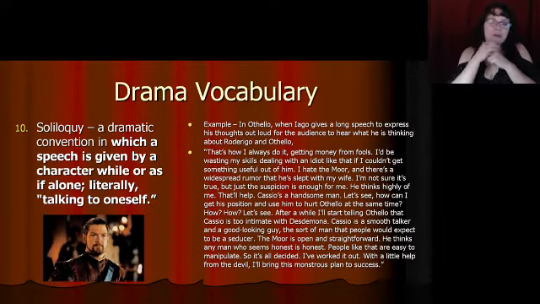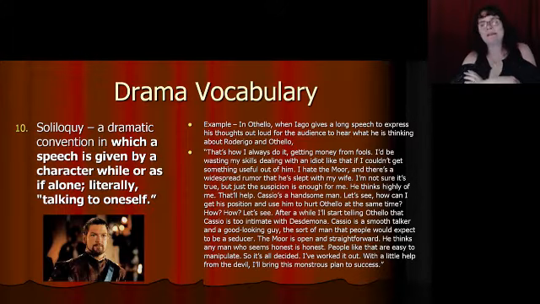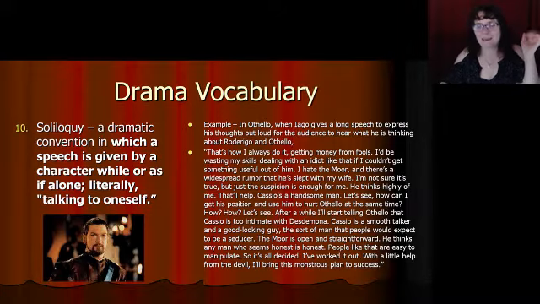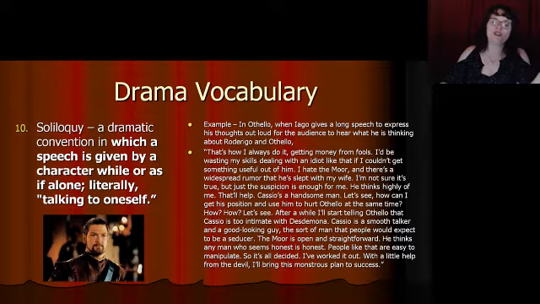That's how I always do it, getting money from fools. I'd be wasting my skills dealing with an idiot like that if I couldn't get something useful out of him. I hate the Moor, and there's a widespread rumor that he slept with my wife. I'm not sure if it's true, but just the suspicion is enough for me. He thinks highly of him. That'll help. Cassio's a handsome man. Let's see. How can I get his position and use him to hurt Othello at the same time?